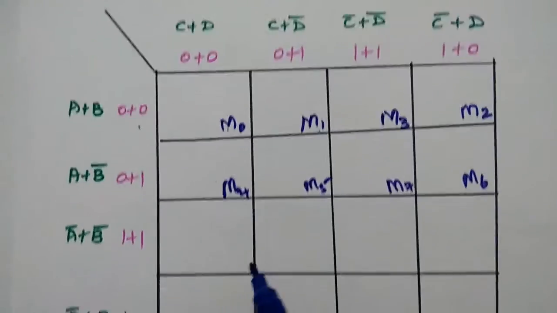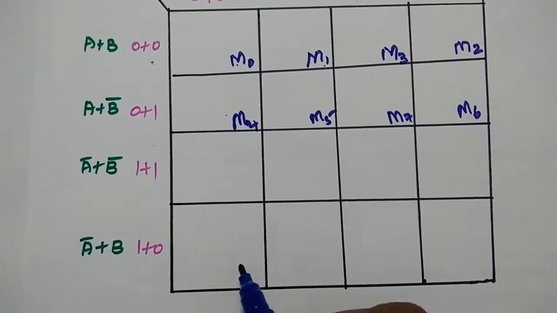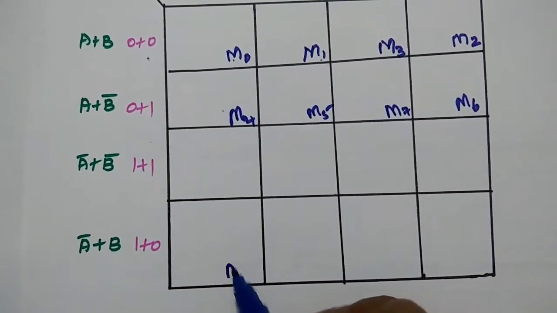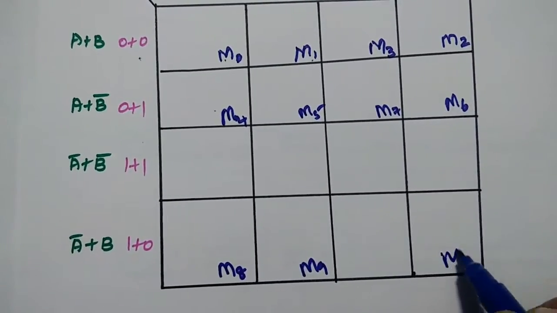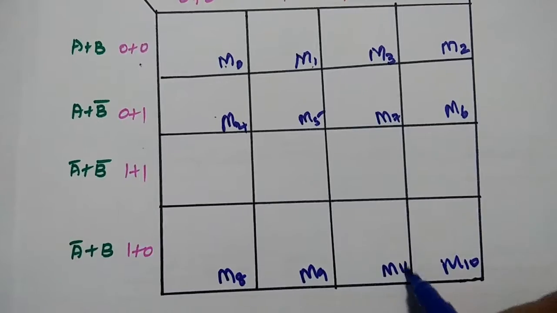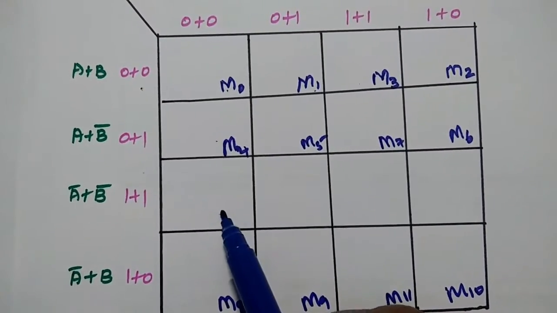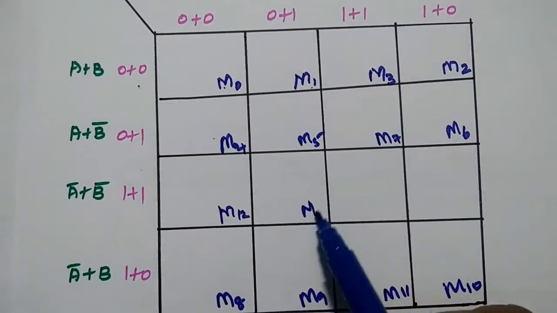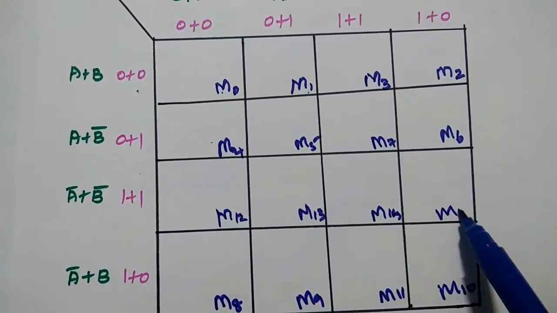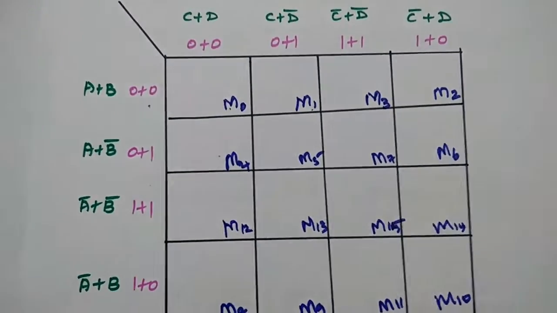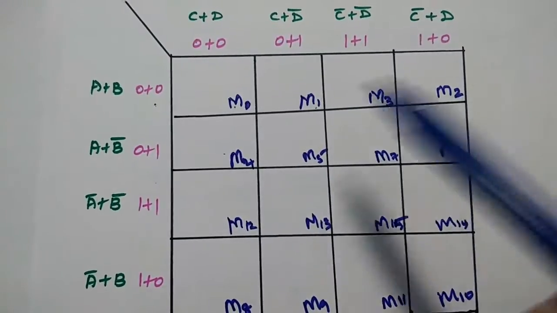M7. And then M8 should be there in the 4th row. So here it is M8, M9. Here it is M10, M11. Then 12, 12 is in the 3rd row. So M12, 13, 14 is here. And here it is 15. Okay, so you should all remember these values.